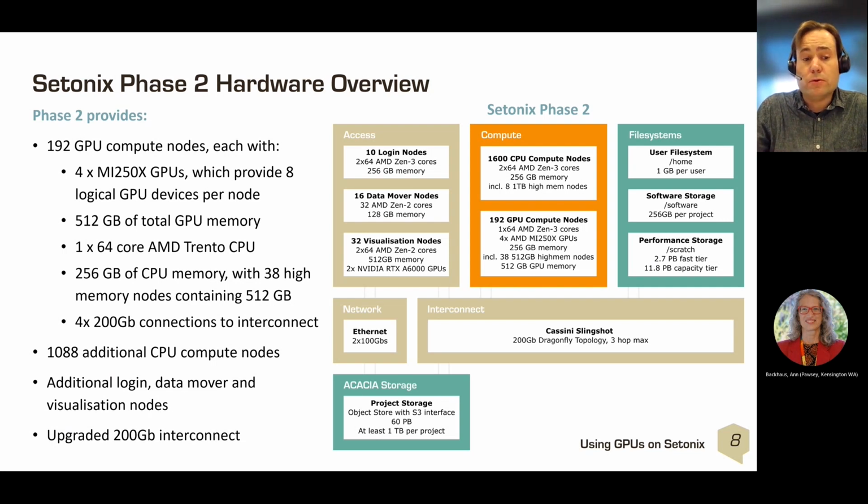As well as these new GPU nodes, there's also a significant increase to the number of CPU nodes that were available in Phase 1. So there's an additional 10,088 CPU compute nodes. So there's a lot more CPU time available as well, which will hopefully help with CPU workloads getting through the queue. We have additional login, data mover, and visualization nodes to help support work running on the system. And if you've been using the CPU compute nodes, there is a slightly faster interconnect that's been upgraded to 200 gigabits per second.